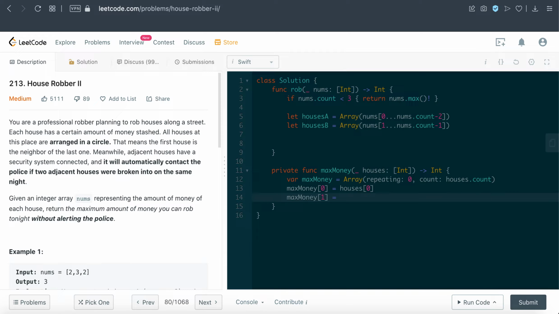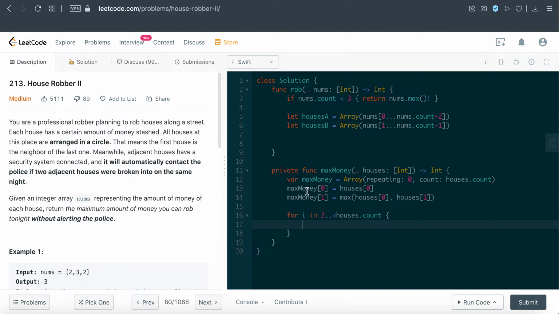So how we want to avoid that is basically just determine the max of the house at index 0 and the current house at index 1, right? So essentially once we do that, we'll avoid the scenario of robbing back-to-back houses. And then for the remaining ones we're just going to build on top of it with a for loop all the way to houses.count. Oops, I forgot an in here.